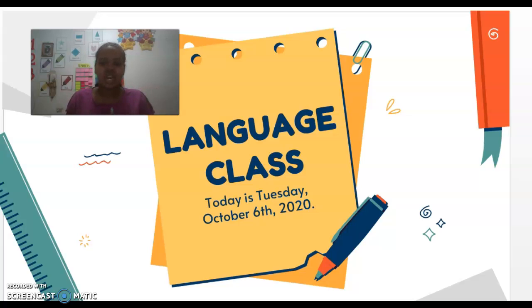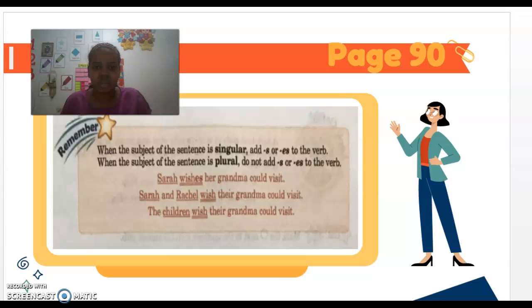Today is Tuesday, October the 6th, 2020. So that means that today is day number 6 of this month of October. Yesterday we were talking about verbs, how verbs are divided. You know that they are divided into regular and irregular verbs. So today we're going to continue learning things about verbs.